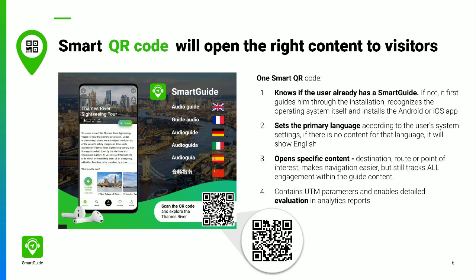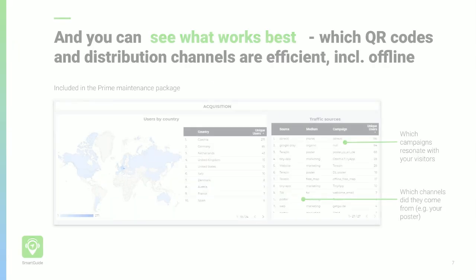Also, it will open specific content, destination, route, or point of interest, which makes navigation easier, but still tracks all engagement within the guide content. Last but not least, it will contain UTM parameters and enable detailed evaluation and analytics reports. Please note it is important to only use Smart Guide's original QR codes for proper functionality and tracking.